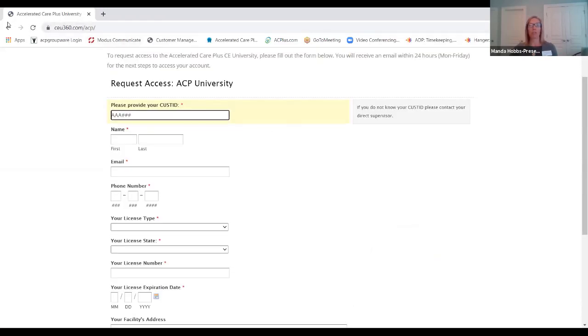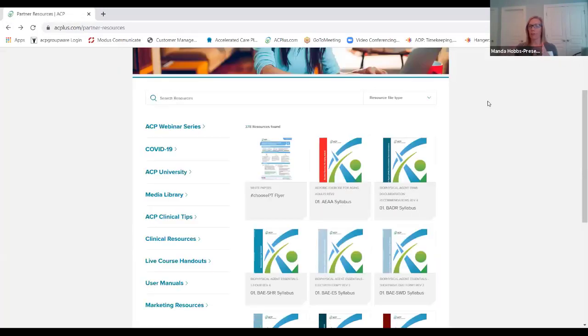Once you do that, CEU 360 is going to cross-reference your facility ID to make sure it's an active partner of ours. And then you will get sent a welcome email, which comes from help@ceu360.com. Sometimes that goes to your junk mail, so make sure you're checking that, but it should come within a day or two. If you do not receive that, you can certainly reach out to your CPC or the remote clinical services line, and we can help get you finished with the registration process.